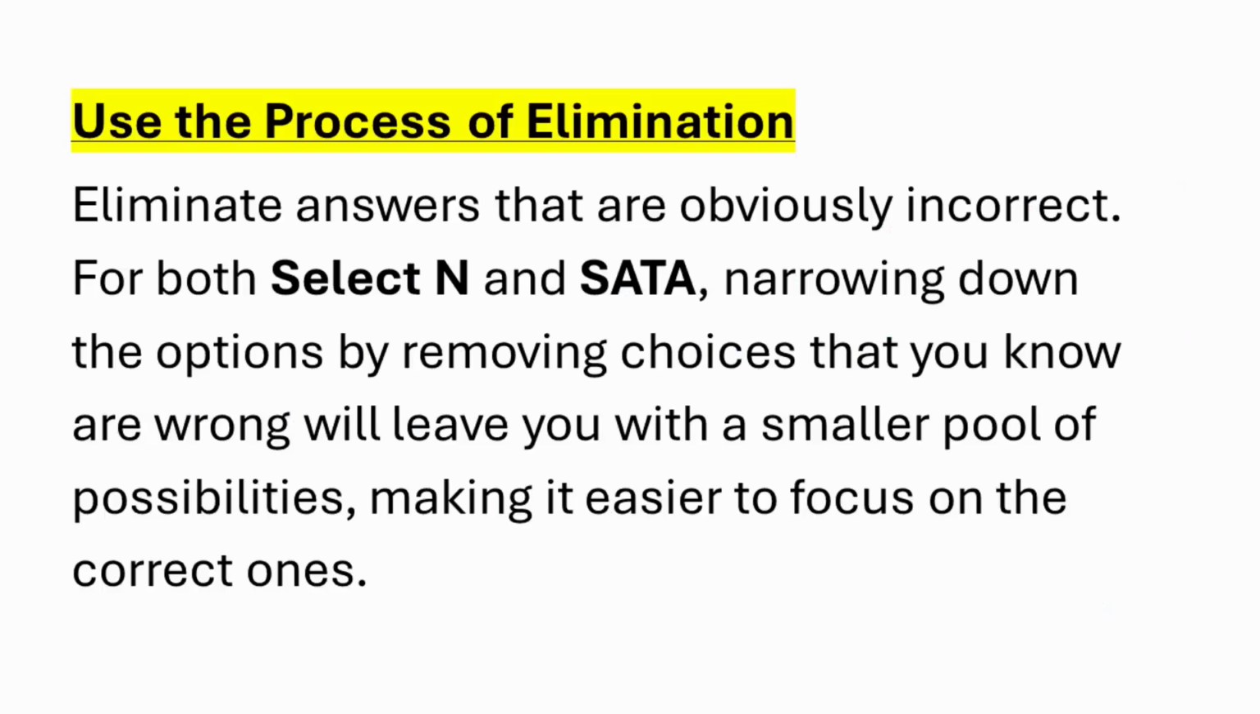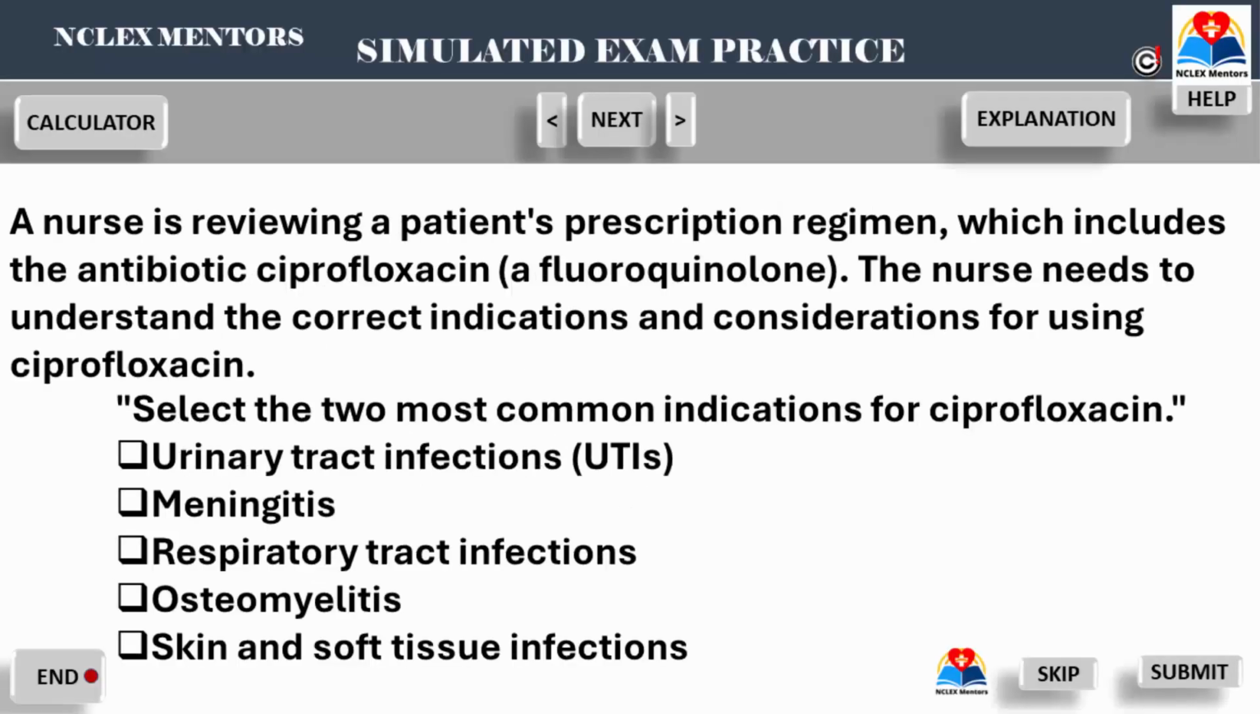All right, let's talk about a smart way to tackle multiple response select questions, the process of elimination. This strategy is a lifesaver when you're faced with tricky options. The goal? Get rid of the obviously wrong answers first, so you're left with a smaller, more manageable pool of choices. Now let's put this into action with a real scenario.